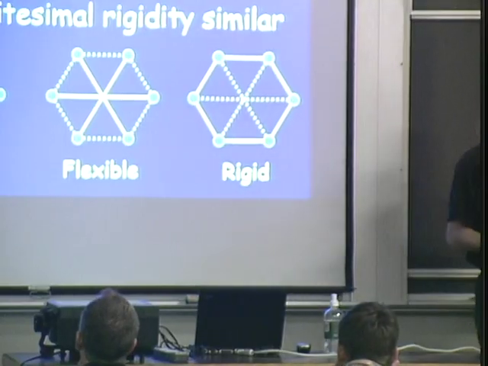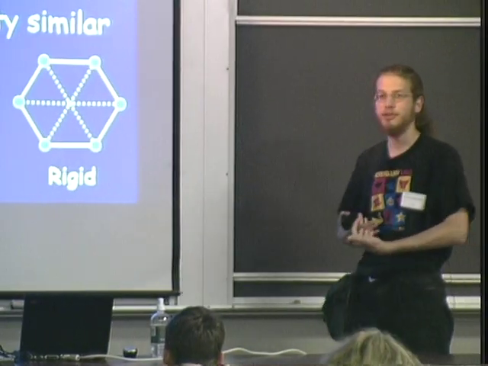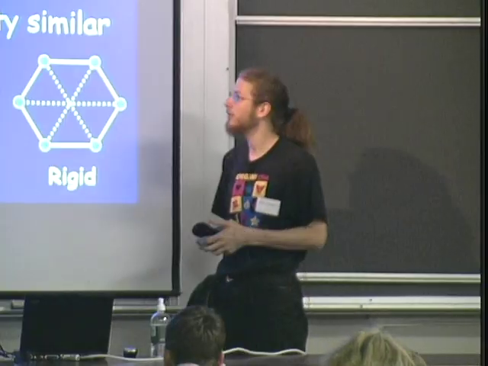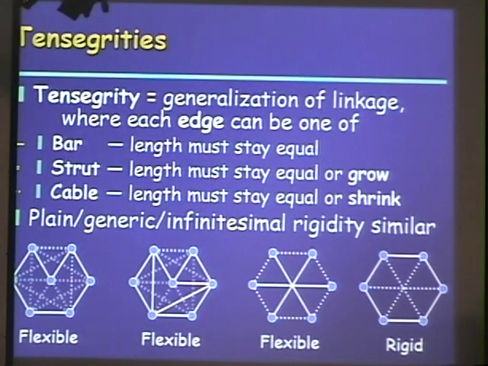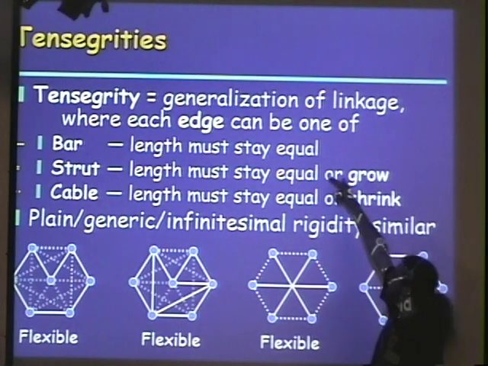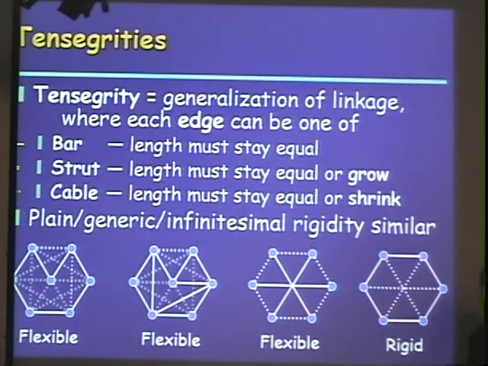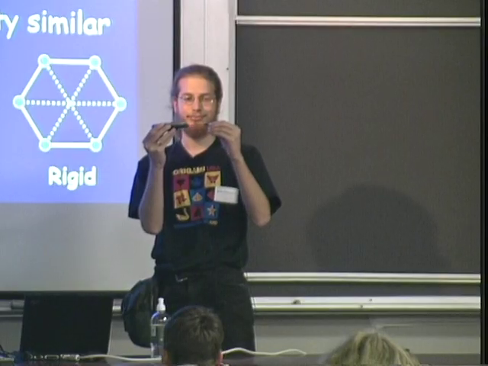You can generalize even more, and instead of looking at bar and joint frameworks and these linkages where every edge has to stay the same length, you can add two different kinds of objects, struts and cables, and this is called a tensegrity. A strut, I don't have any good examples of struts. Well, here's a strut, my cell phone antenna. It can expand, but it can't get any shorter than this without breaking it.